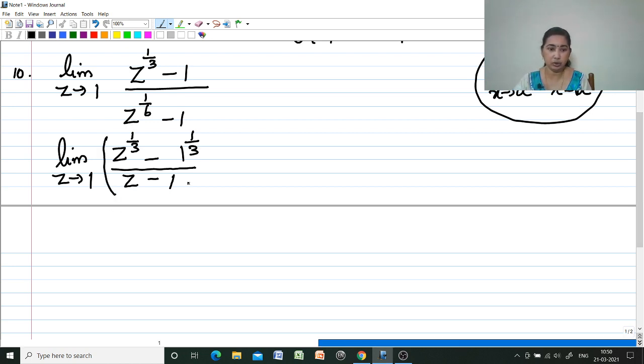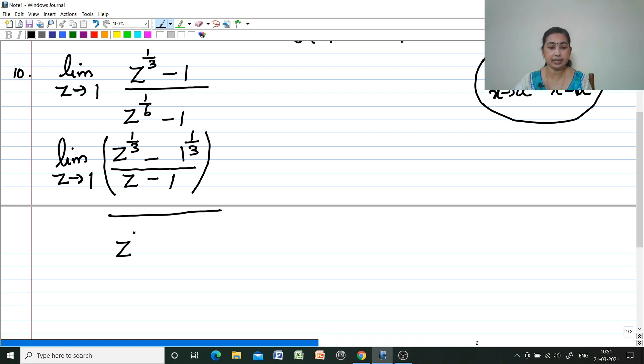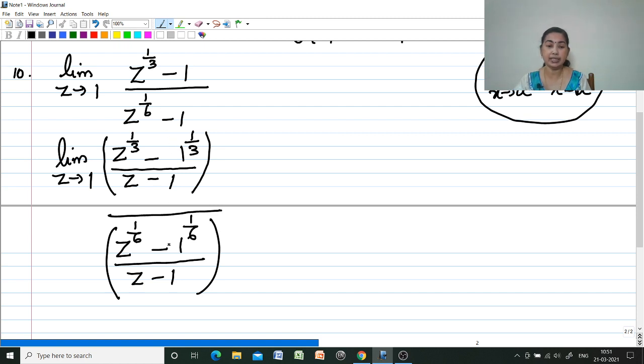So now the numerator I am writing like this. Now the denominator: z raised to 1 by 6 minus 1 raised to 1 by 6, again divided by z minus 1. So that is what we are doing here. In the numerator and denominator we divided by z minus 1. If we divide the numerator and denominator, then there is no problem, right? So now we can apply the limits.